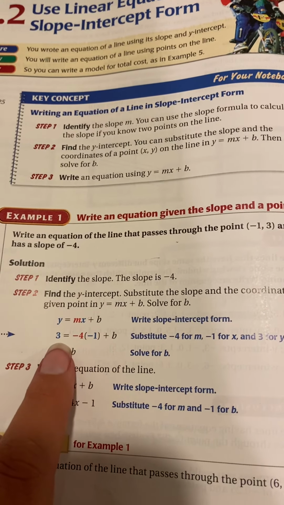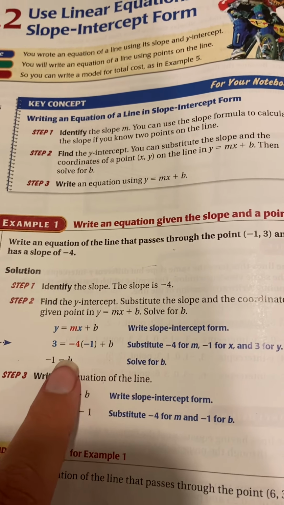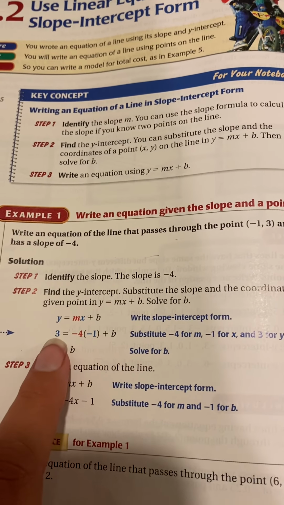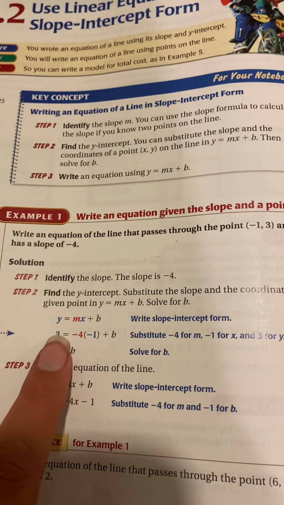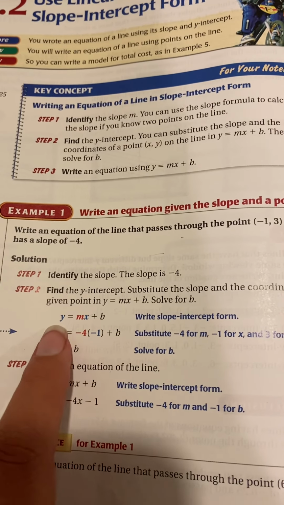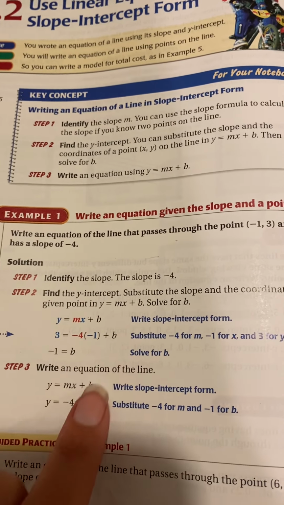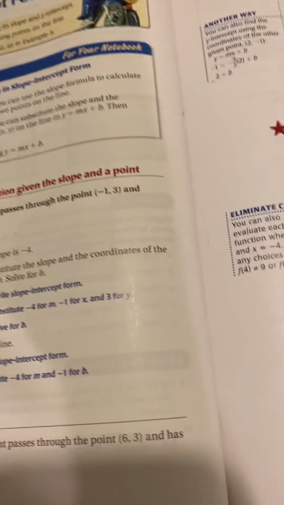So you can see they did 3 equals -4 times -1 plus b. And that would be 3 equals 4 plus b. 3 minus 4 is -1. -1 equals b. Now I have all parts of that equation. So I can do y equals -4x minus 1 is my equation for that line.